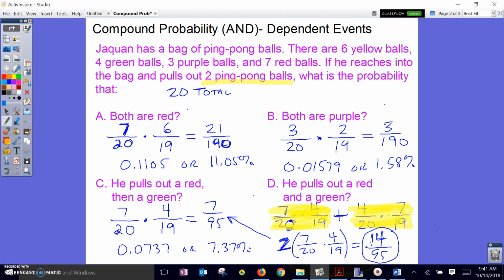So notice the difference between those two scenarios, red then a green, versus a red and a green. With a red and a green, there are 2 different possible ways that I can get a red and a green ball out of the bag. And you can calculate the decimal and percentage for that if you want to. I'm just going to bypass it since I'm out of room and go on to the last example.